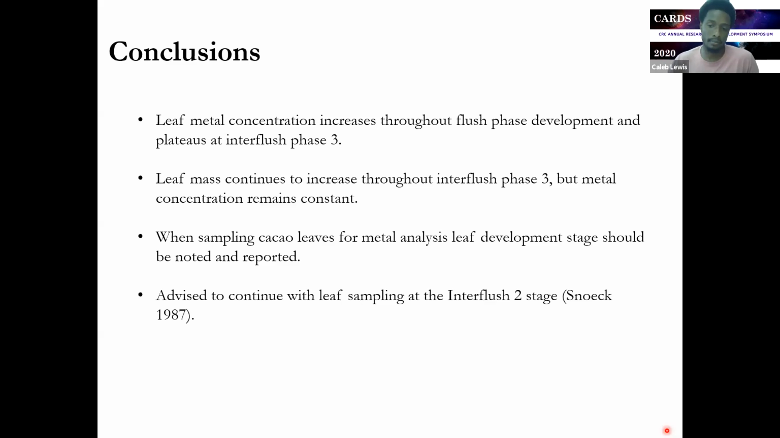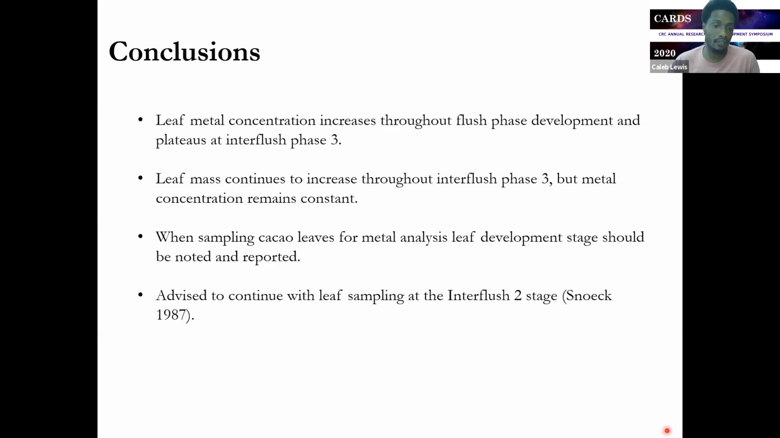But a study reported by Snoek in 1987 stated that leaf sampling at the interflush 2 stage is best to represent the metal content of the entire plant. It's the best representative sample you could collect to represent the metal content concentration of the entire plant.